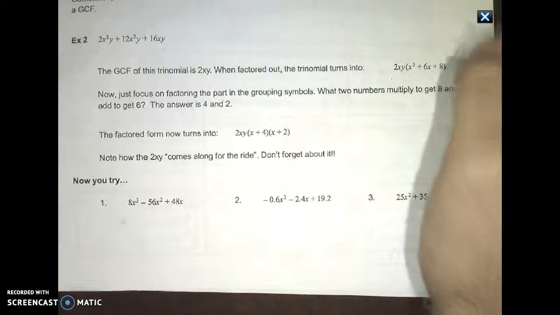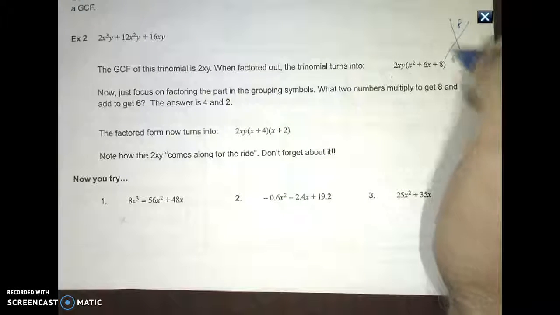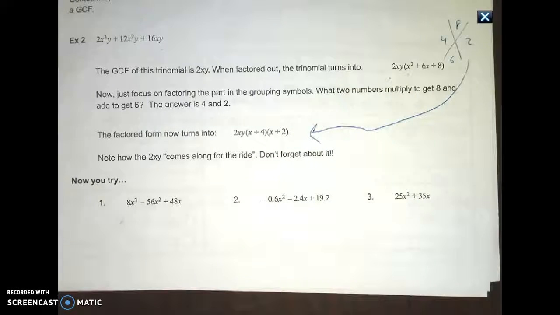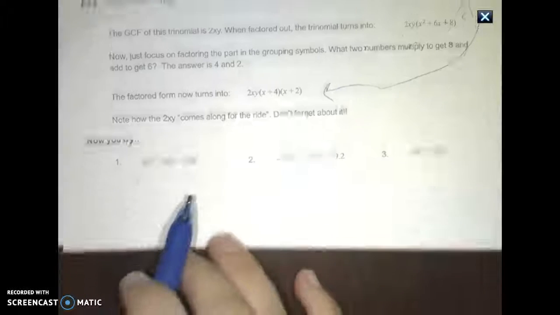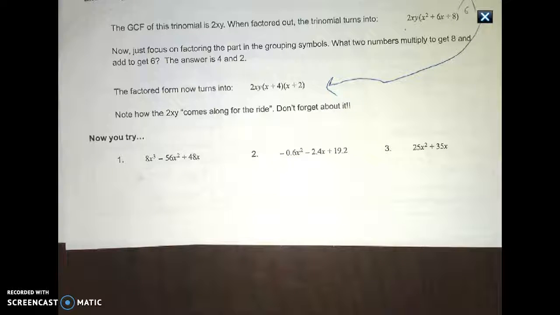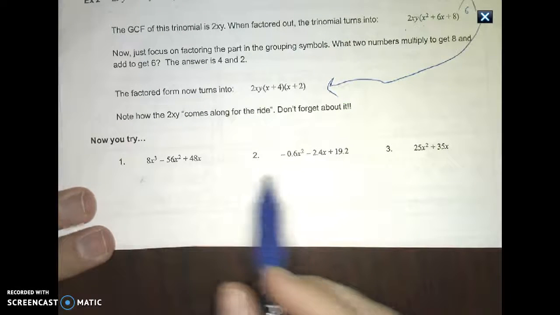Now we just do the factoring that we did before with just what's inside the parentheses. 8 and 6, 4 and 2, and we get what's inside there. Alright, so let's try a few of these out. 8x cubed minus 56x squared plus 48x. Now, I'm going to look at this and ask, what number can go into 8, 56, and 48?